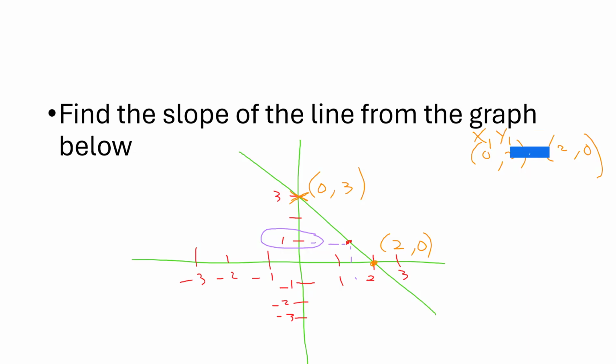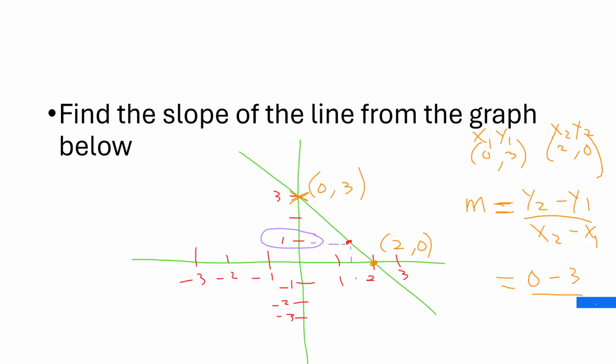X1, Y1, X2, Y2. So my slope, remember the slope has a symbol of M. M is the slope. So Y2 minus Y1 over X2 minus X1. So my Y2 is 0 minus my Y1 is 3, over my X2 is 2 minus my X1 is 0. So this gives me -3 over 2. So my slope is negative.